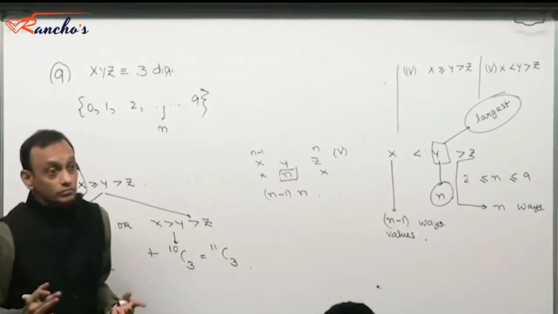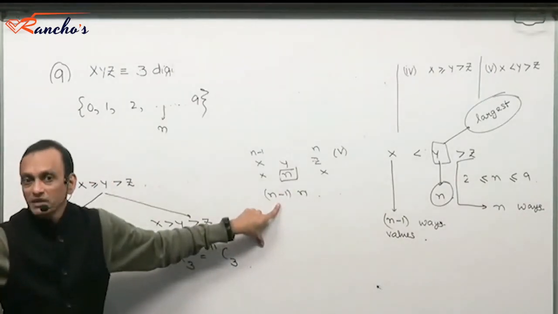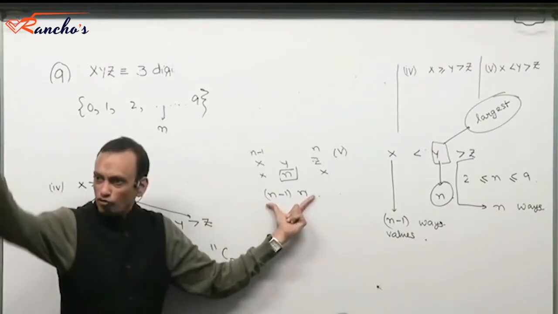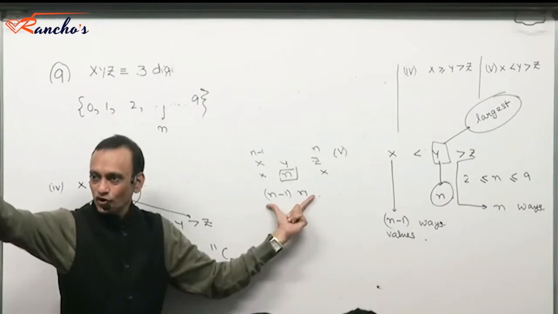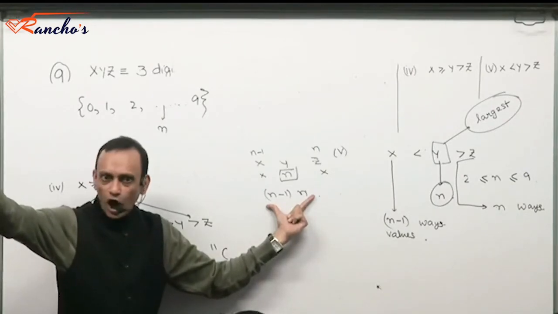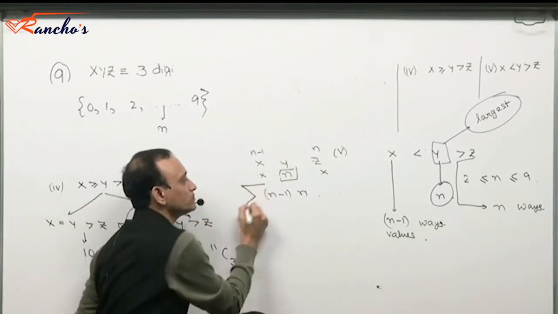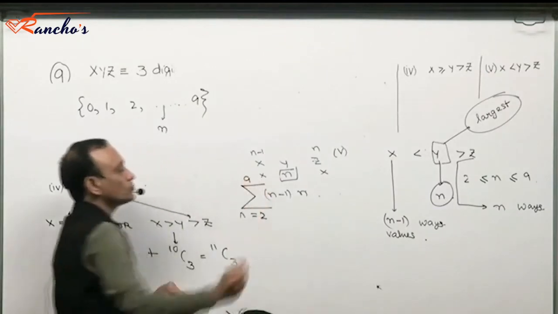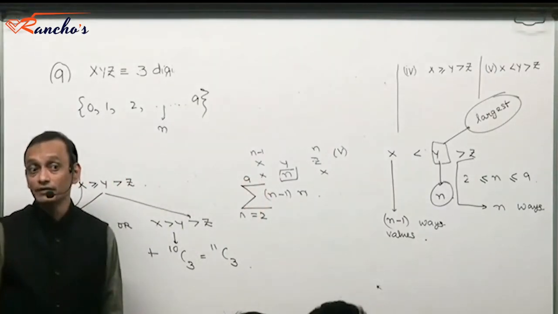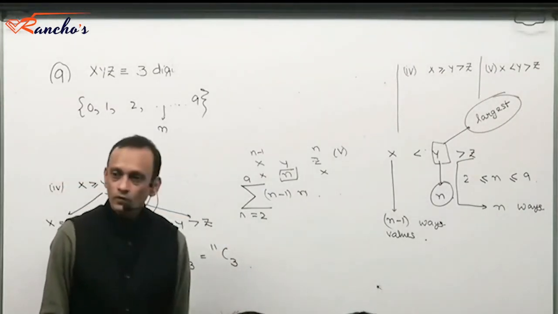So now, for a given n, but n can be 2, n can be 3, n can be 4, up to n equal to 9. These are all acceptable values of y. That means I'll have to carry out this summation for n equal to 2 to 9. That will be the required xyz's with the middle digit being the highest. Yes or no?